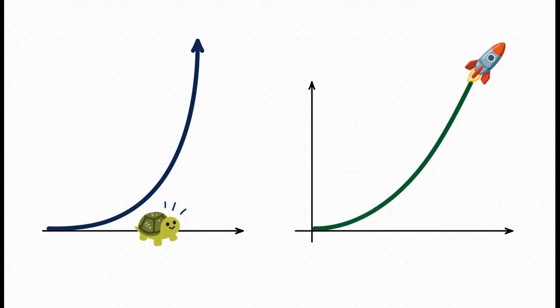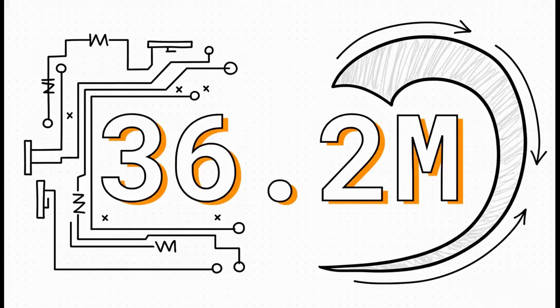Both move forward, but one gets out of hand fast. So let's put that into perspective. Say you have a circuit with just 10 equations. Not even that big, really. Using Cramer's rule would mean doing roughly this many multiplications to get your answer.